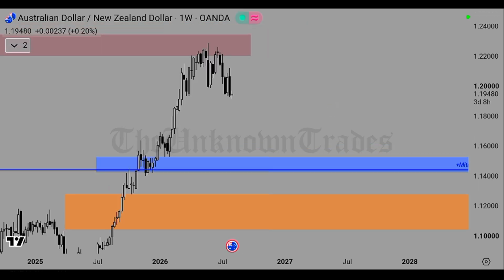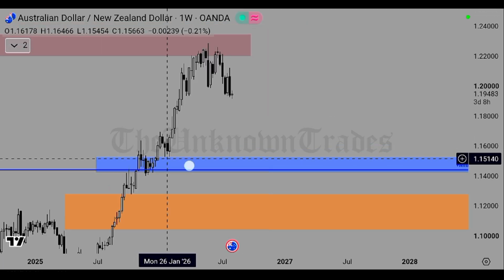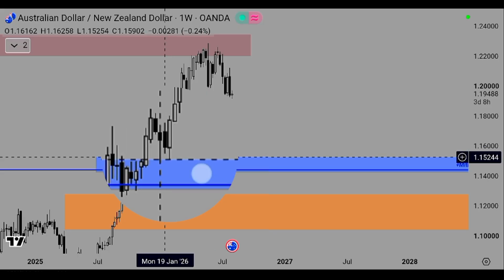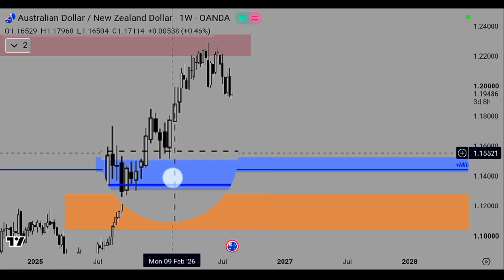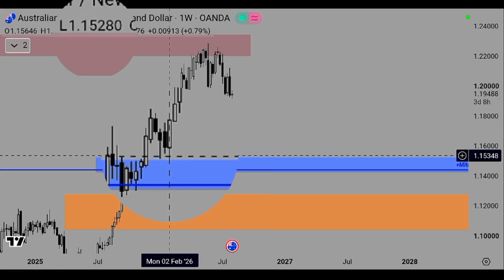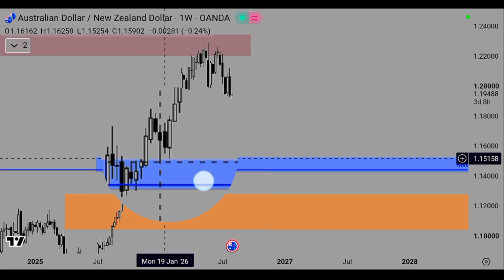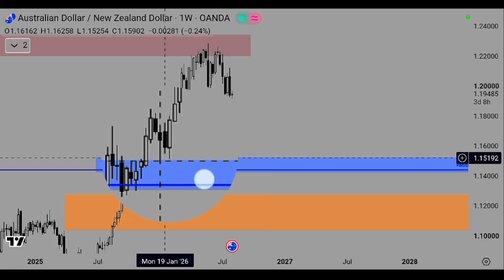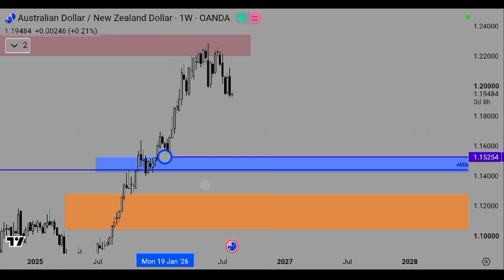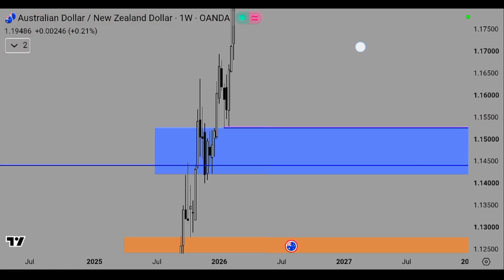Firstly, I want you to focus on this area, this low. See the low, 1.15254, of this candle, the last up close, down close candle, and then this up close candle's low, 1.15280, which is a little bit above this candle's low. It makes equal relative lows.